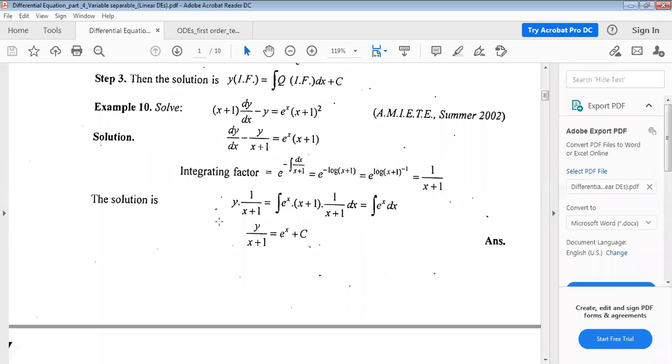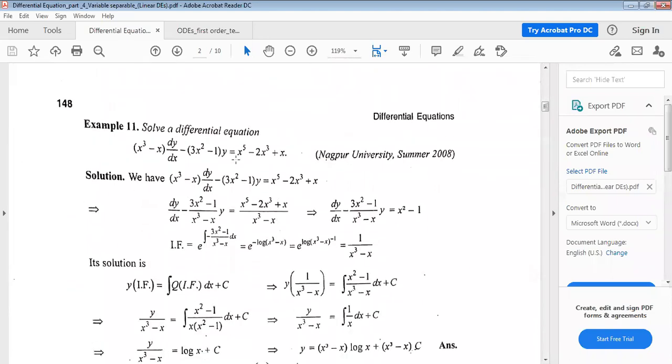Okay, now the solution will be y into this integrating factor equals to integration of right hand side into this. Okay, e to the power x plus 1 into 1 by x plus 1. That means x plus 1 will be cancelled, so only e to the power x. This integration, only e to the power x. E to the power x formula, e to the power x, this is the plus c. This is the result. Very easy for you. Okay, so y equals to this will be the result.